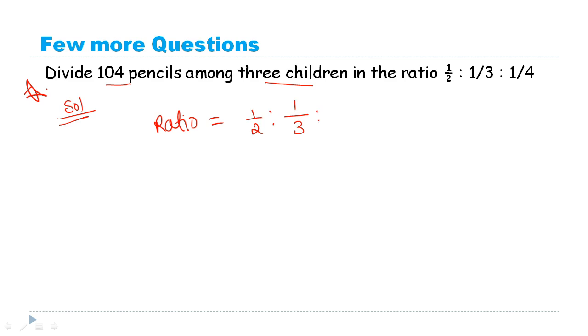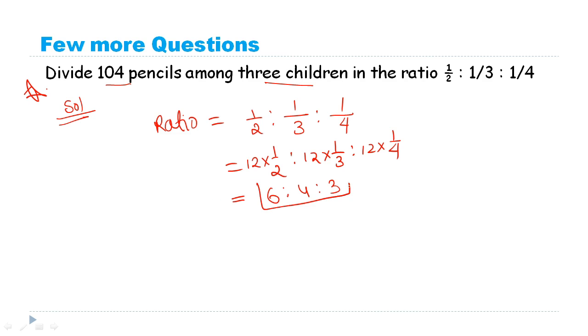The ratio is 1/2, 1/3 and 1/4. In the previous video I discussed how to take it to the simplest form: you need to take the LCM. What is the LCM of 2, 3, 4? The LCM of 2 and 4 is 4, and of 4 and 3 is 12. So 12 will be multiplied: 12 into 1/2, 12 into 1/3, 12 into 1/4. So you get the simplest form of the ratio, that is 6:4:3.